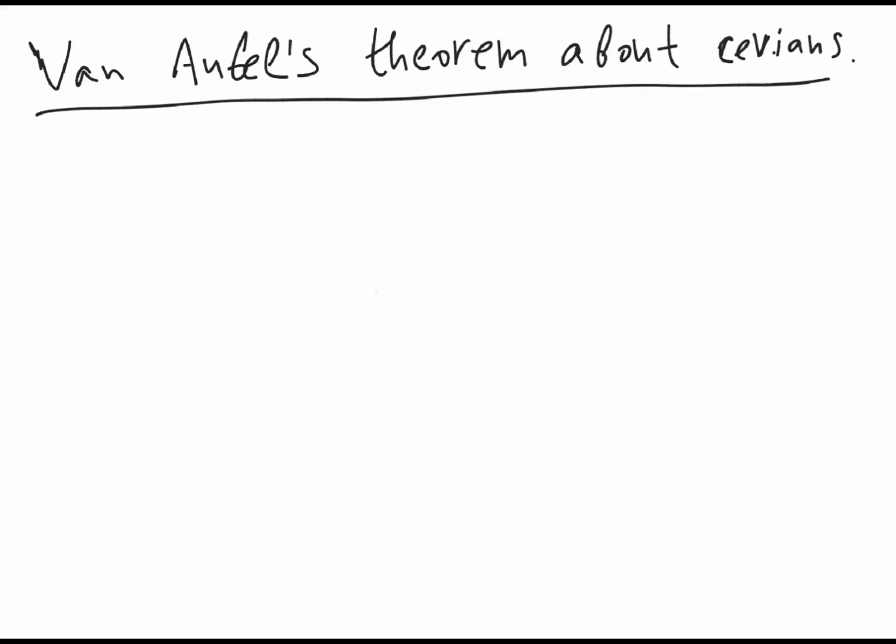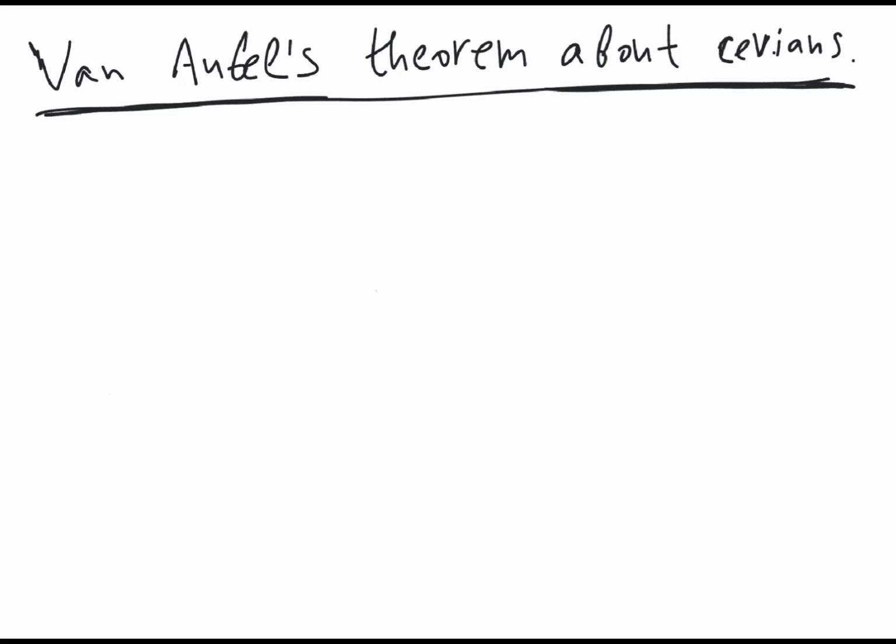Okay, in this video I'm going to talk about Van Aubel's theorem about cevians. We need to specify here that it's about cevians because there is another theorem in plane geometry that is also called Van Aubel's theorem. So we need to differentiate.